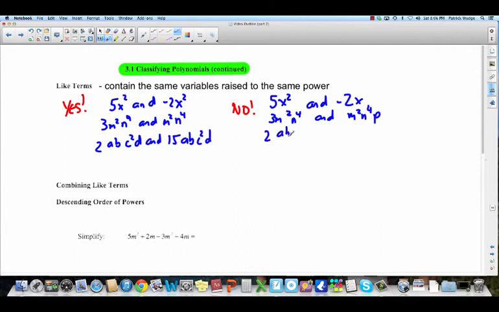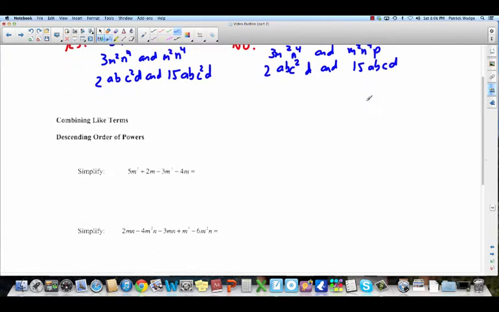And the last one, 2ab c squared d and 15abcd. We got all the same variables, abcd, but this c is squared and this one's not. They're not like terms. Alright, so now you know what like terms are.